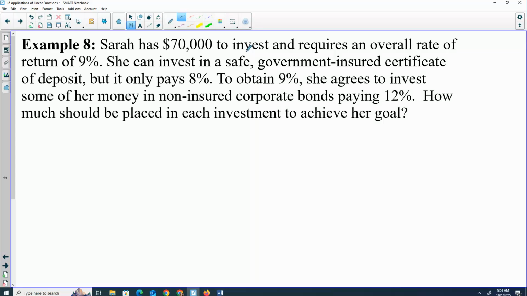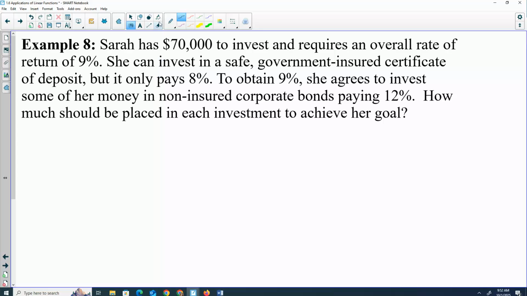Sarah has $70,000 to invest and requires an overall rate of return of 9%. She can invest in a safe government-insured certificate of deposit, but it only pays 8%. To obtain 9%, she agrees to invest some of her money in non-insured corporate bonds, paying 12%. How much should be placed in each investment to achieve her goal?